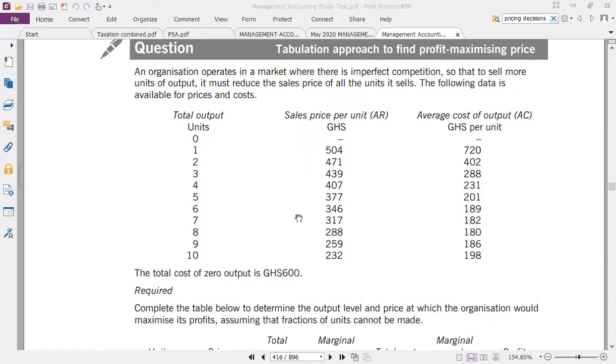Average cost. If you have the question somewhere, the average cost happens to be something like this. 720. The first one is a dash or 0. Then 720, 402, 288, then 231.